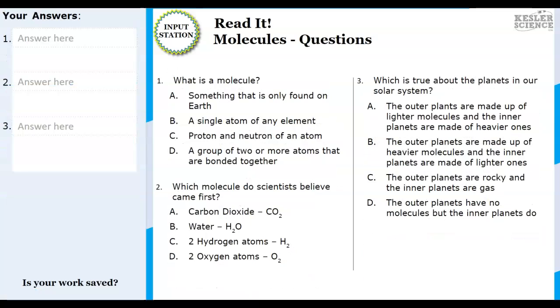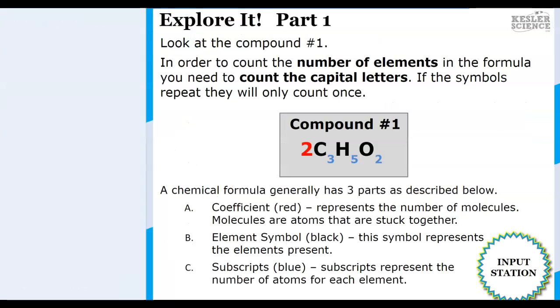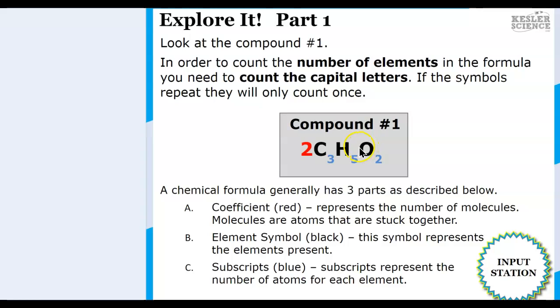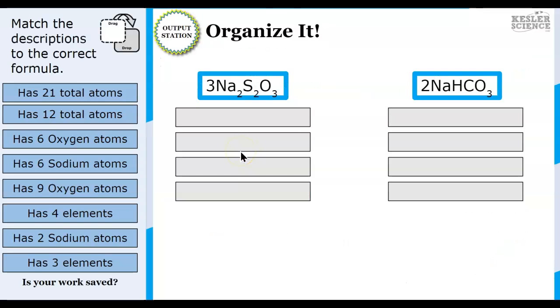Here, you're going to answer your 3 questions from your Read It Molecules questions. Now, you're going to look at this compound. This talks about counting the number of elements by looking at only the capital letters. And then the coefficient tells you there are 2 of these molecules there. So we had the coefficients in red, the element symbols are in black, and the subscripts are in blue.